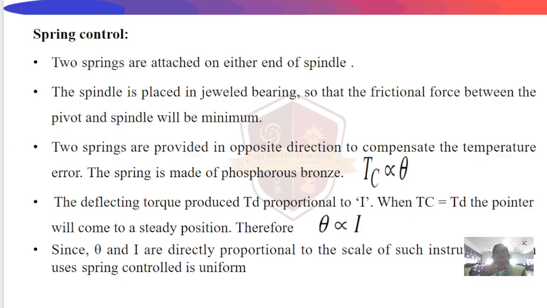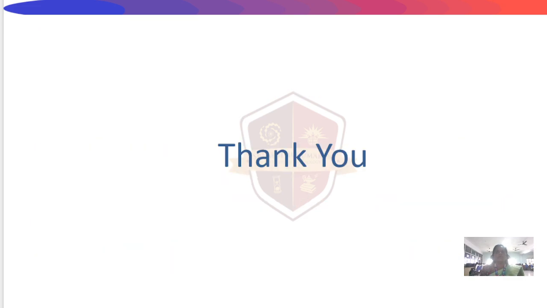In this system, the deflecting torque is proportional to current. When controlling torque equals deflecting torque, the pointer reaches a steady position, since deflection angle is directly proportional to current. The scale is uniform. That's why the spring controlled instruments have a linear scale.